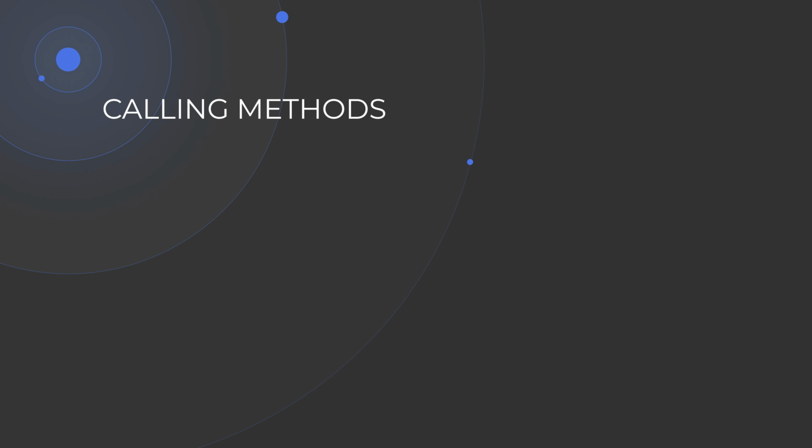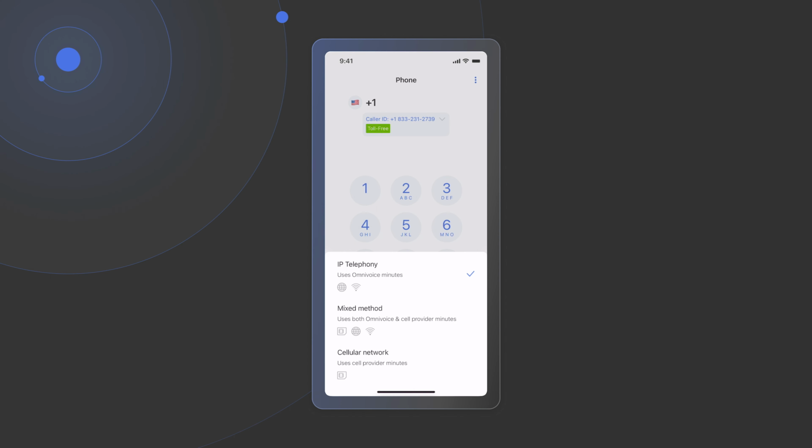For your outgoing calls, you can use one of the 3 calling methods: IP telephony, mixed method, or cellular network. Use the IP telephony option if you have a good internet connection. This way, the customers you call will see your Omnivoice business number or caller ID, and you will not be using your cell phone package data or minutes, just your Omnivoice minutes.